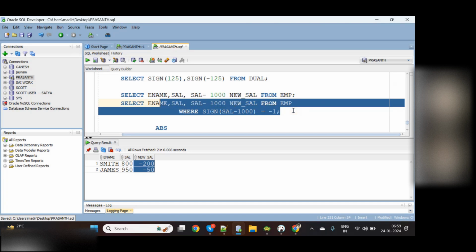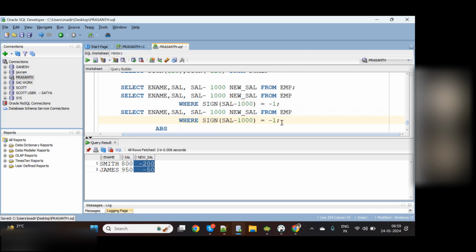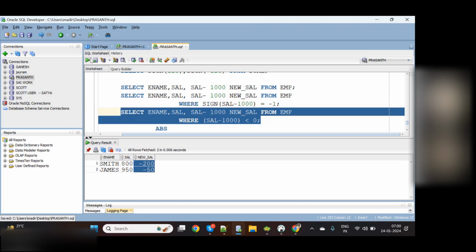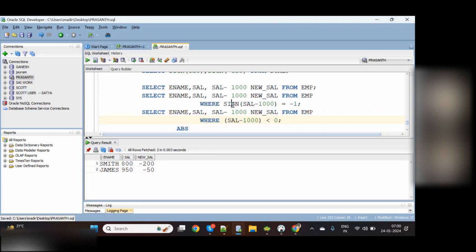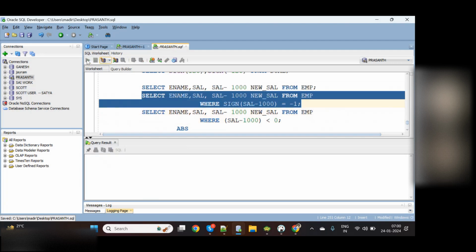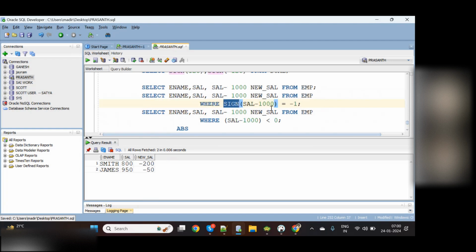Generally, without the sign function also we can write. How you can write? Sal minus 1,000 less than 0. This also gives the same output. But now we learn a sign function, so instead of writing this, you can also write it this way. Got it? Okay. I am just saying how we can use the sign function. So this is one sort of usage.